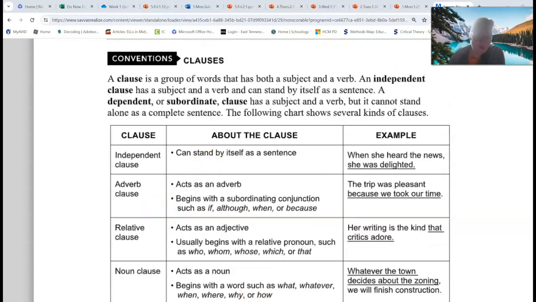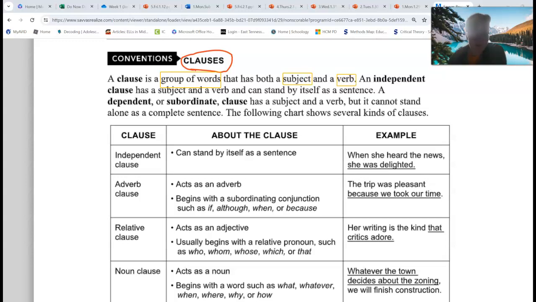We are quickly going to look over clauses. So your goal in this lesson is to identify whether the clause is independent or dependent, and if the clause is dependent, determine what type of dependent clause it is. So here we go. A clause, and you should be annotating, is a group of words that has both a subject and a verb.